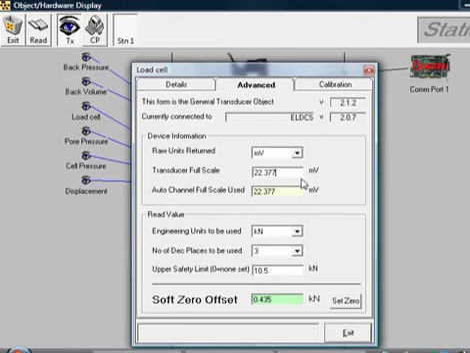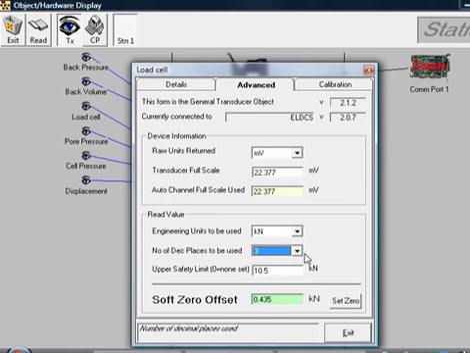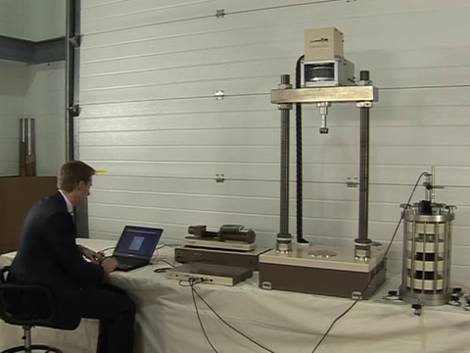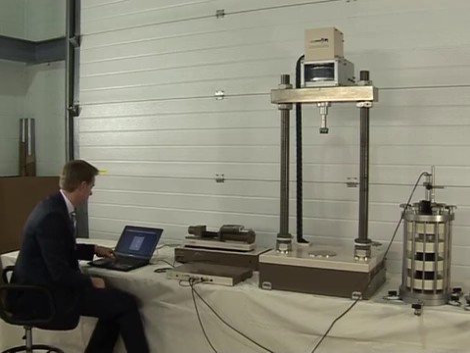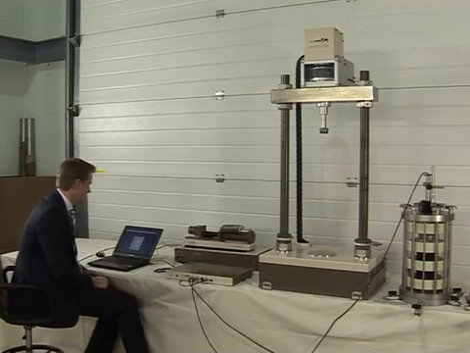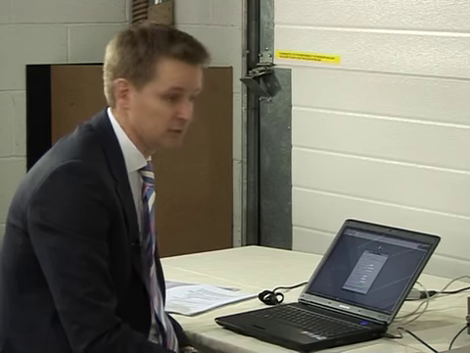Engineering units will of course be kilonewtons for a load cell. Number of decimal places, 3 is reasonable. It's reasonable for this 10 kilonewton load cell, which I have in place here, to have 3 decimal places so that we read to 1 newton. Upper safety limit. This is also very important. Dynamically or statically, if the system increases above the safety limit that we put in here, the system will stop.